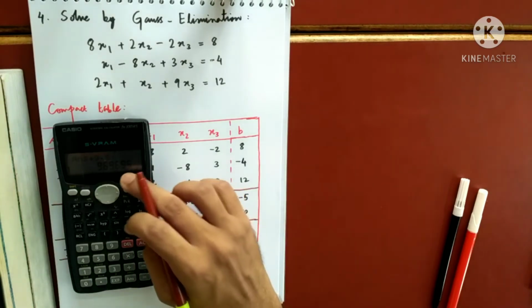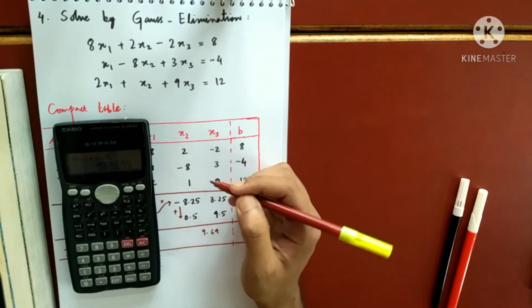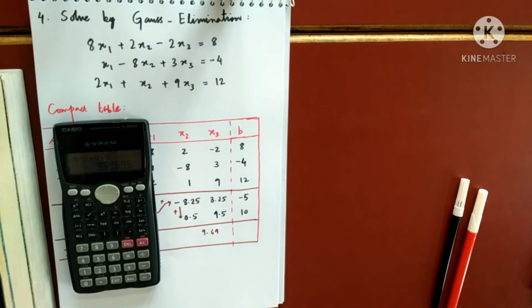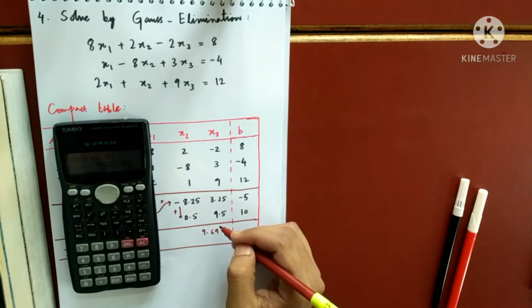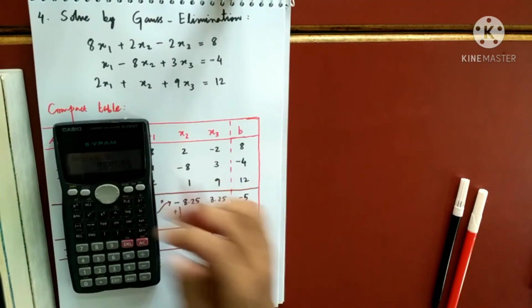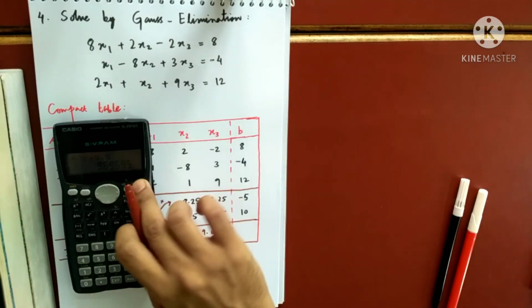9.69. If I round it off, this will become 70, right? What they are getting is 9.69. You can just round it off. I will get 69. If I round it up to 3 decimal places, it will become 7. You can round it up to 4 decimal places also.